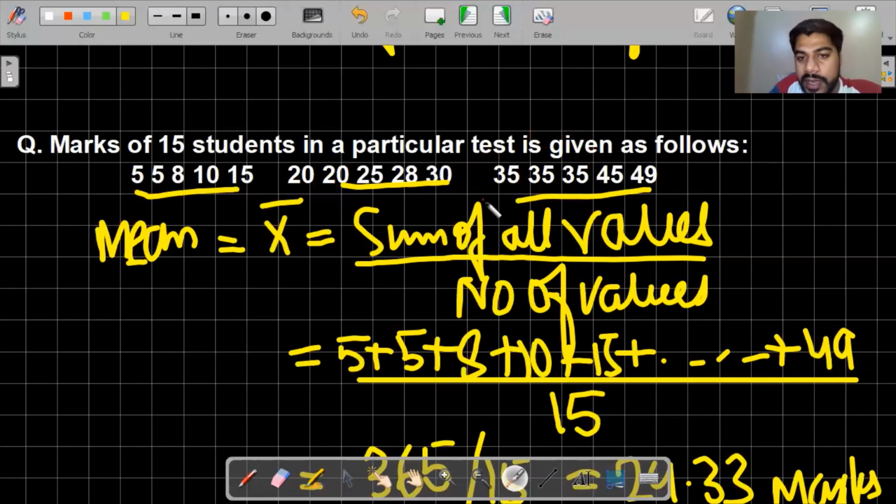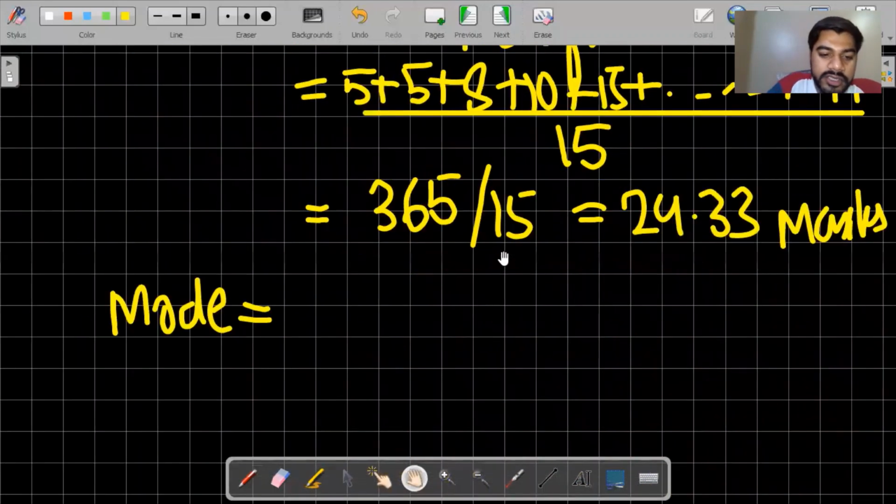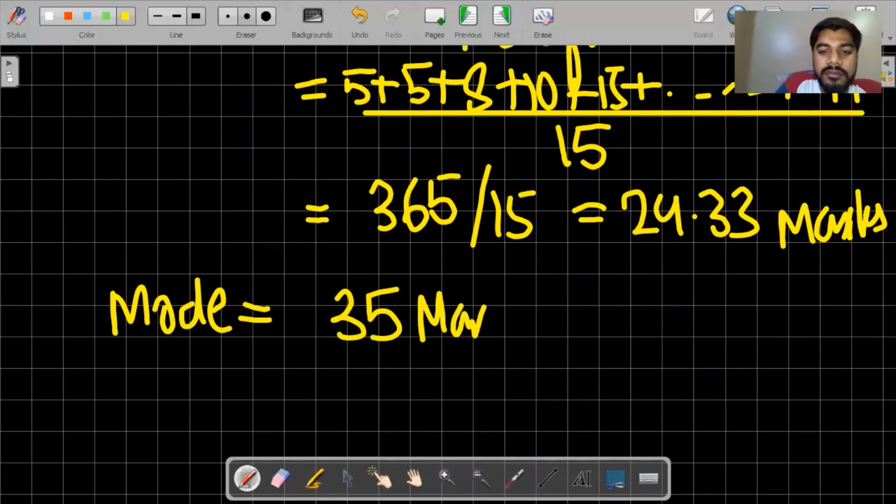However, if we had 35 two times, 20 also two times, and 5 also two times, then in that case 5, 20, and 35, all three numbers would be categorized as mode, because all of the values occur two times. But right now, the most repeated value is 35. So we just omit this 20 and this 5. We are not considering them because the most repeated, most popular value here is 35. So the mode for the following condition comes out to be 35 marks.